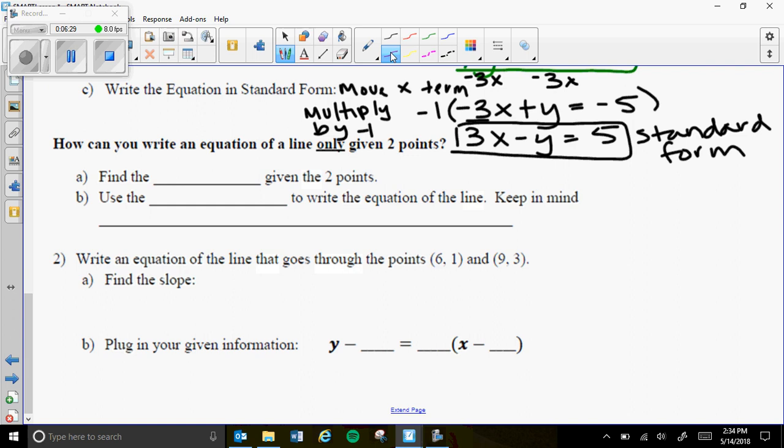How can you write the equation of a line only given 2 points? Well, we know from given 2 points, the first thing we need to do is find the slope, given the 2 points. Then we use the point-slope form. Sorry, I ran out of room here. To write the equation of a line, keep in mind you can choose either point.